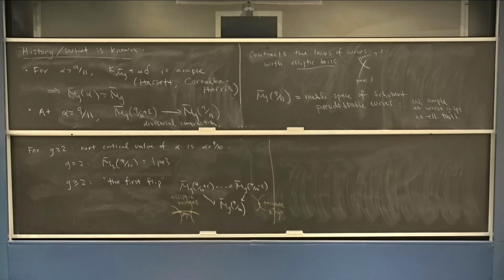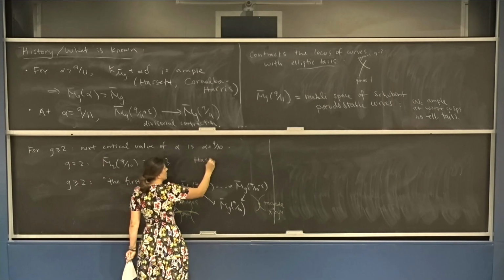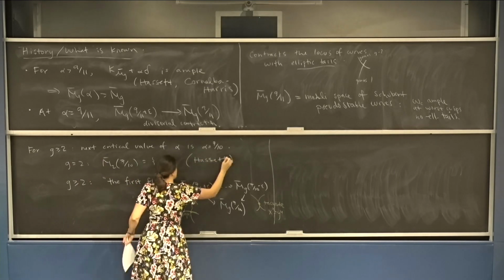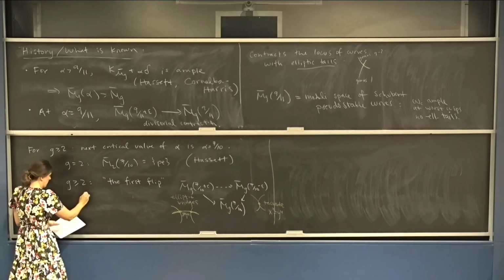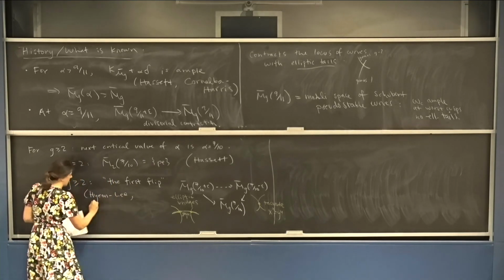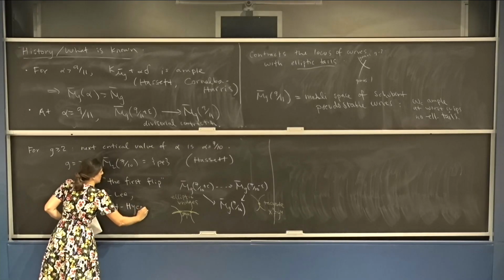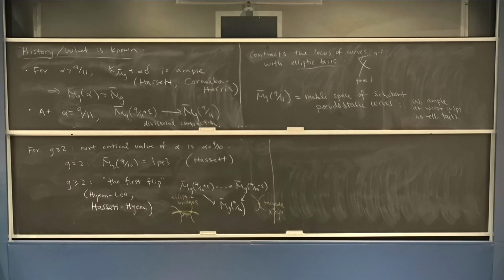And these were studied in several cases. The genus 2 case was worked out by Hassett. And the first flip was worked out in some cases, or some partial results, in work of Hyun and Lee, and then in generality by Hassett and Hyun, who construct this as a flip.